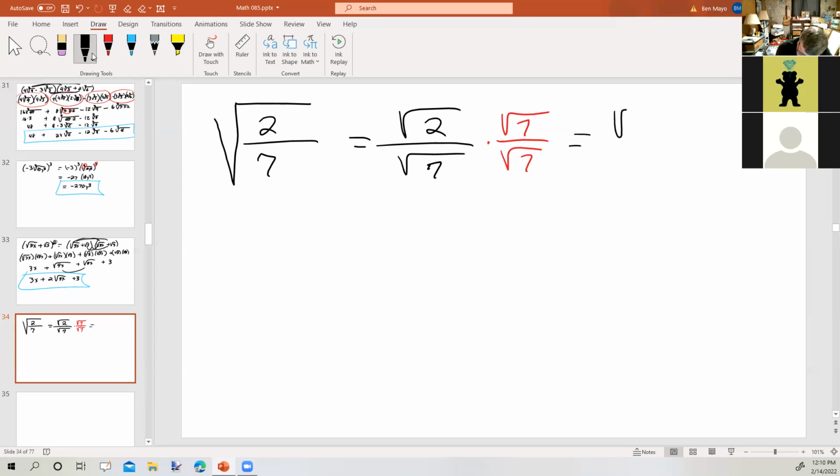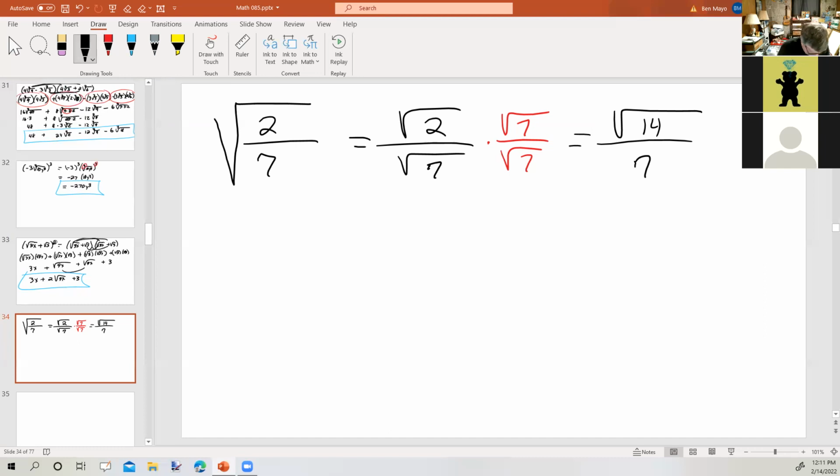So now in the numerator, I get the square root of 14, and in the denominator, I get the square root of 7 times the square root of 7, which is 7. I have rationalized the denominator, so I no longer have a fraction inside the radical. That 7 is beneath and not inside the radical. So this is called rationalizing the denominator. So in your final answer, there should be a rational denominator. Okay? Any questions about that?